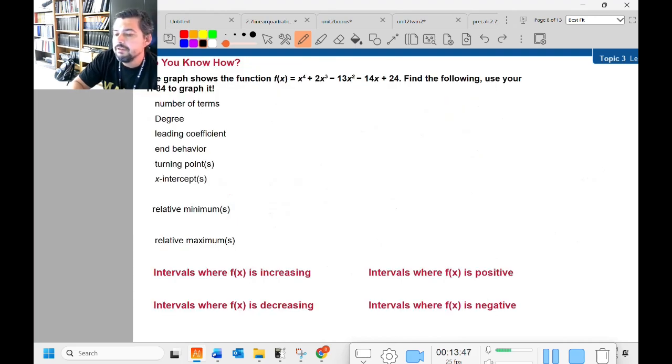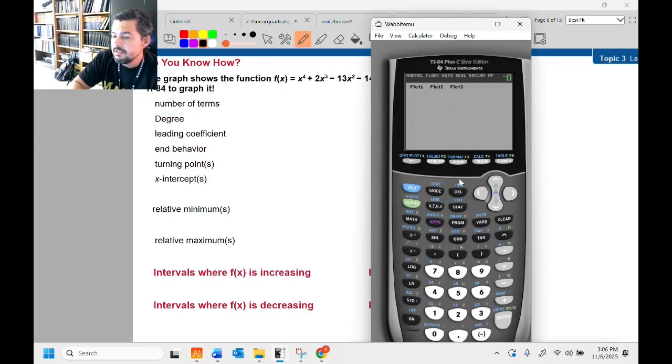All right. The graph shows the function, and I changed this so you'd have to graph it. I want you to graph x to the 4th plus 2x cubed minus 13x squared minus 14x plus 24, and I want you to draw a rough graph here. So let's go to y equals x to the 4th plus 2x to the 3rd.